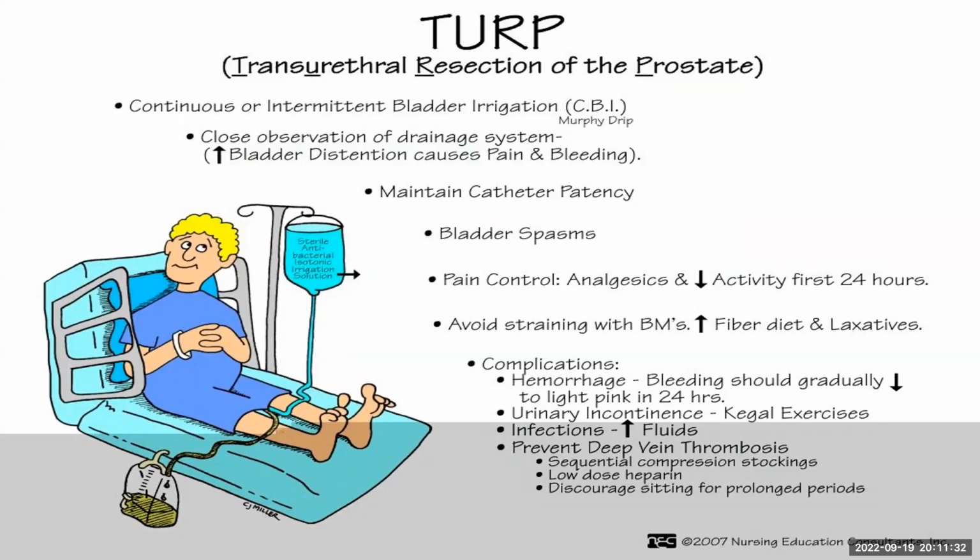After the procedure, for 24 to 48 hours, the patient will be on a sterile NS continuous drip. It will be a 3-liter drip, and there is a 3-way catheter inserted. We will continuously irrigate the bladder in order to prevent clots inside the bladder. Catheter patency should be checked. Bladder spasm has to be controlled. Pain management is needed, and straining during defecation should be avoided. Complications may arise like hematoma, incontinence, and infections.